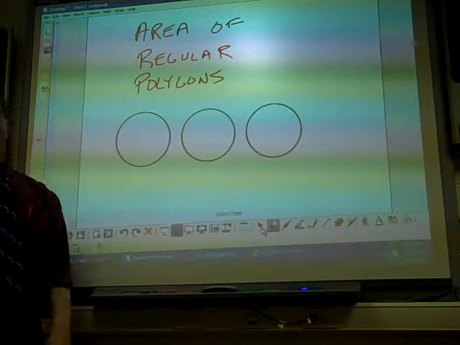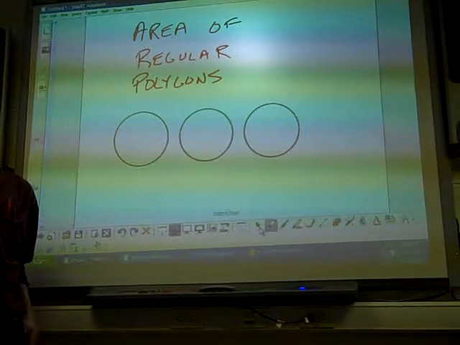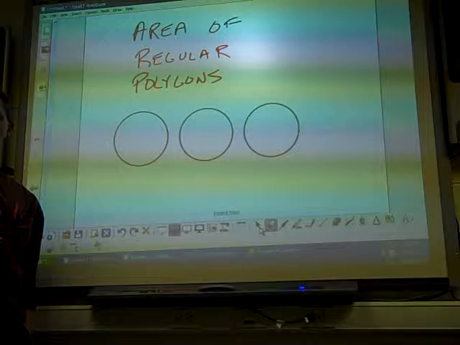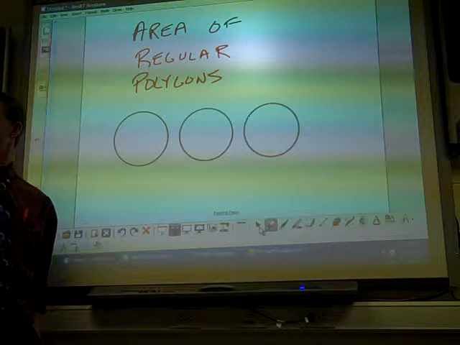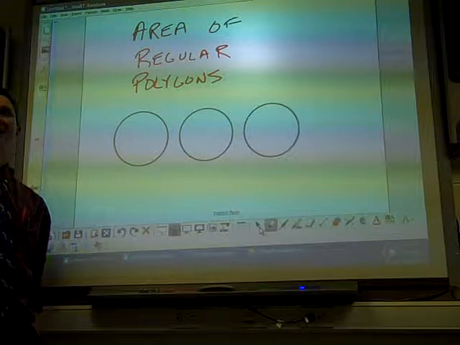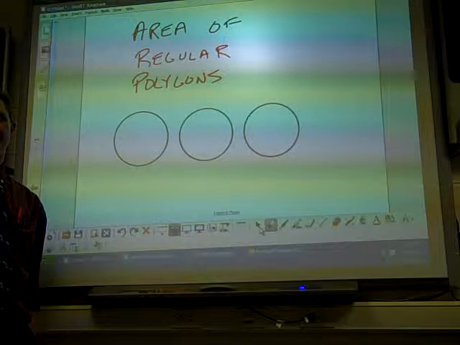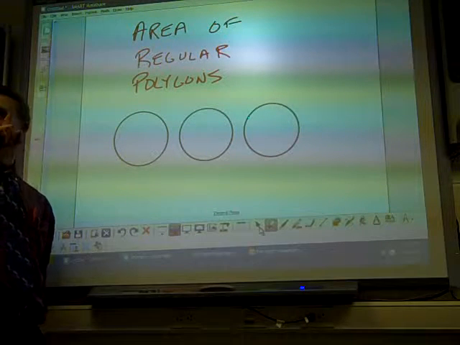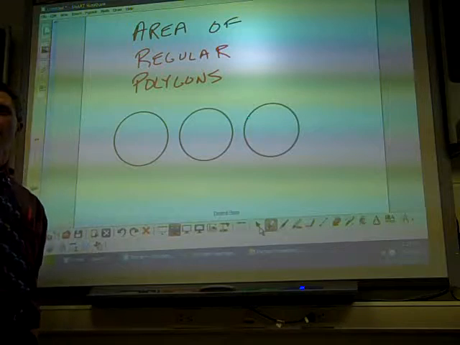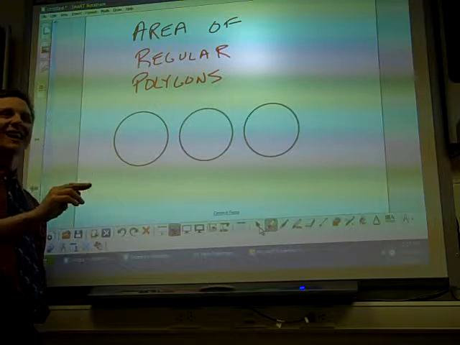Okay, so we're going to do area of regular polygons. What's regular mean? Every side is the same, every angle is the same. Okay, what's a polygon? Many sides, enclosed. It can be three or more enclosed straight lines.